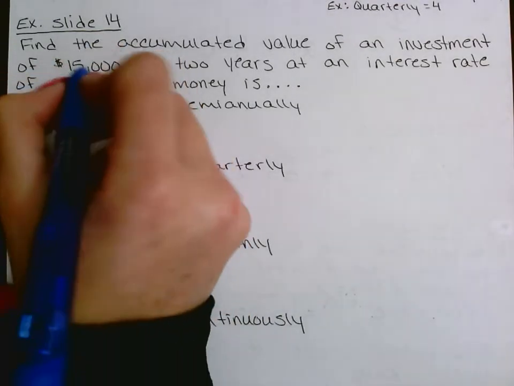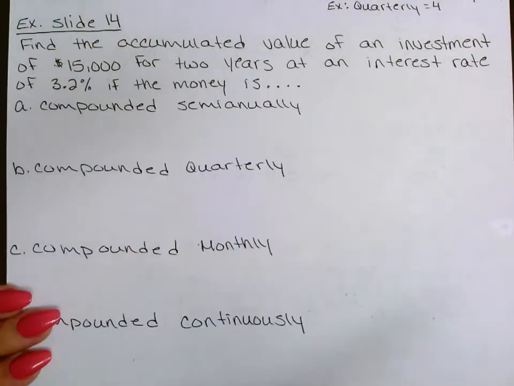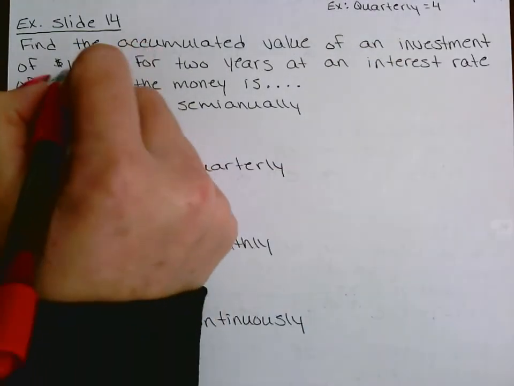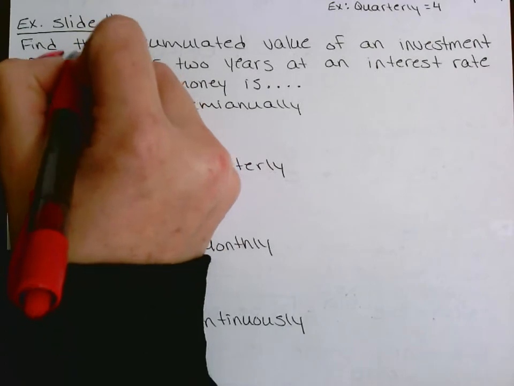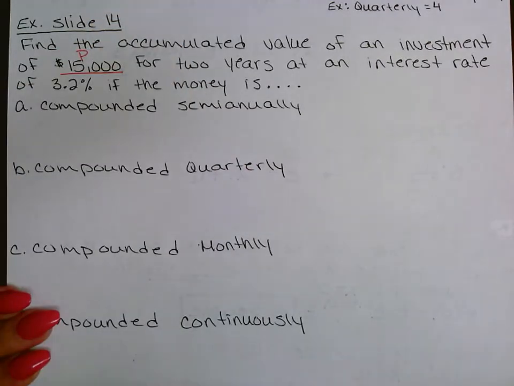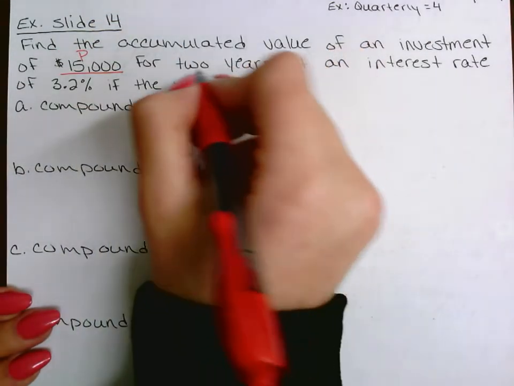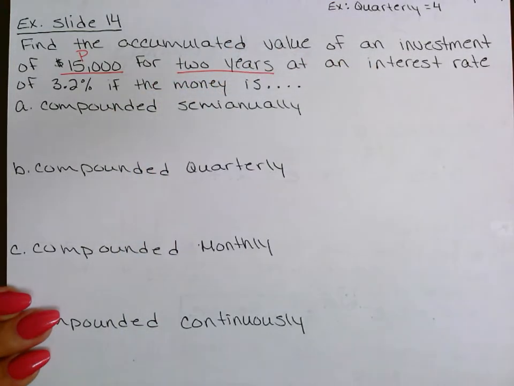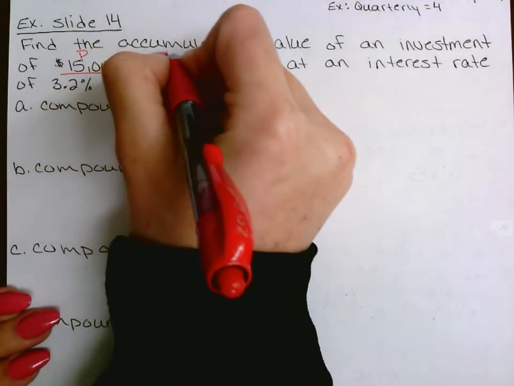Of $15,000. What do you think $15,000 is? Which one of the variables? Good, it's my principal. It's the initial amount that I put in, okay? And you're going to do this investment for 2 years. What is that? That's your time.